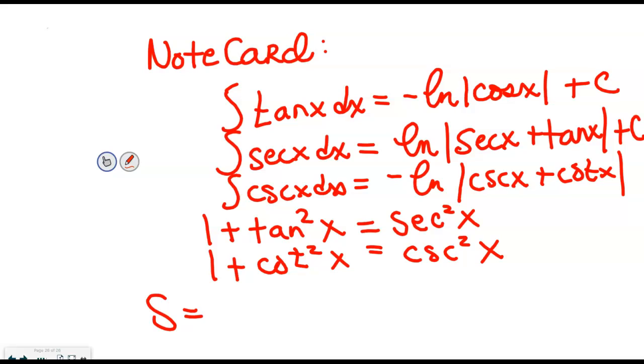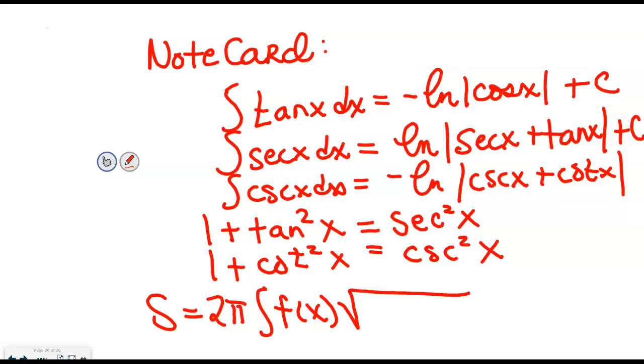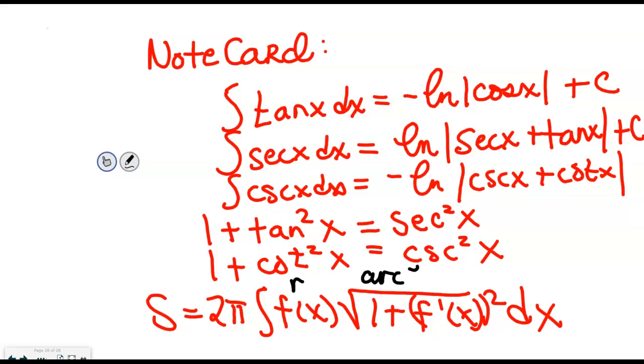And it has a 2 and a pi and an r for the circumference, but the r is actually the height of the function itself. So it's 2 pi f of x, and then it's times the arc length, which is the square root of 1 plus the derivative of f quantity squared dx. Really, this is 2 pi r arc length. All right, so those are the things you don't have to have committed to memory.